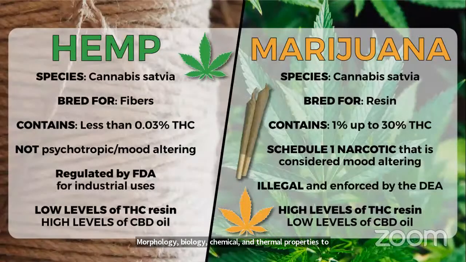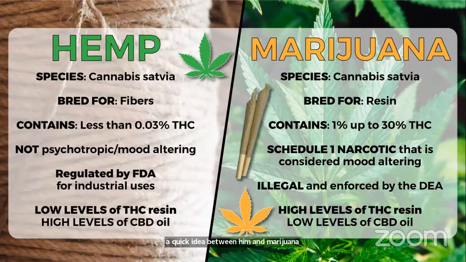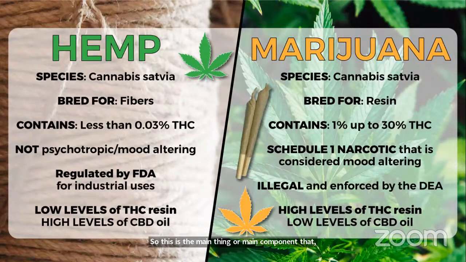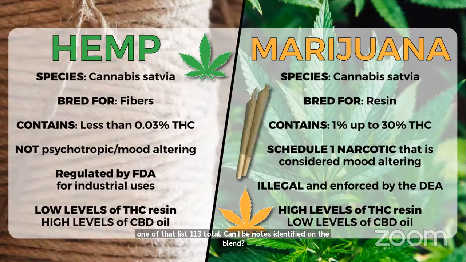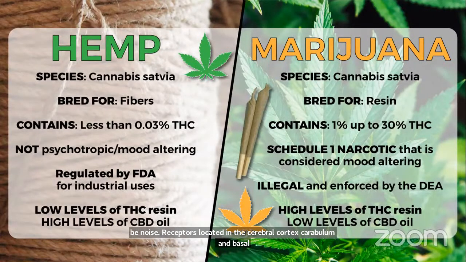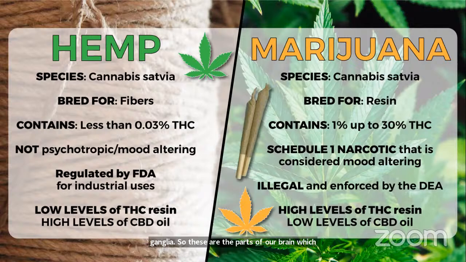Before I move further, I just want to give a quick idea about the difference between hemp and marijuana. It's a common confusion among most people. The main difference between hemp and marijuana is the THC percentage. THC, or tetrahydrocannabinol, is the main component that triggers the narcotic effect. THC is one of at least 113 cannabinoids identified in the plant. THC is absorbed in the bloodstream and travels through the brain, attaching itself to the endocannabinoid receptors located in the cerebral cortex, cerebellum, and basal ganglia. These are the parts of our brain responsible for thinking, memory, pleasure, coordination, and movement.